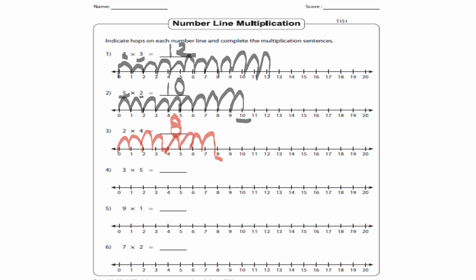Next, 3 fives are 15. Yes, 3 fives are 15. Now, let's do it on the number line. 3 steps. How many times? 5 times. 1, 2, 3.